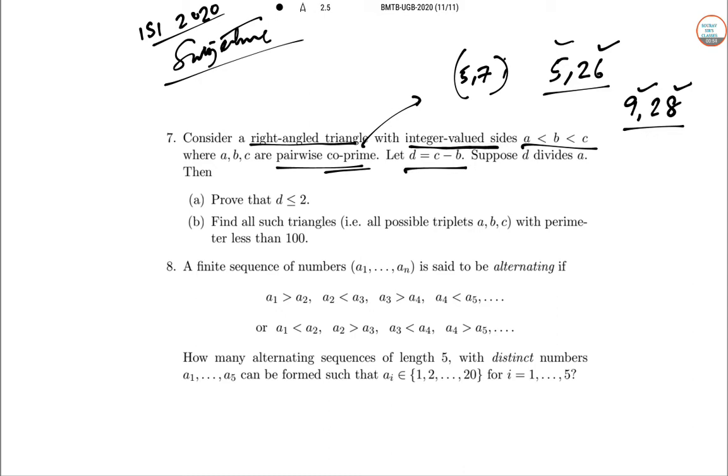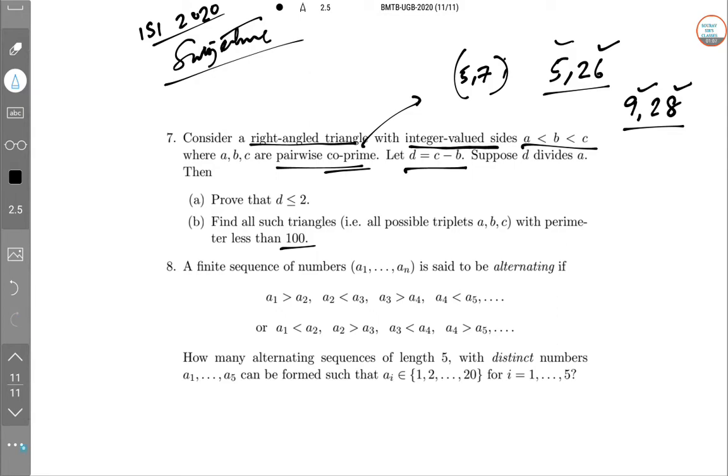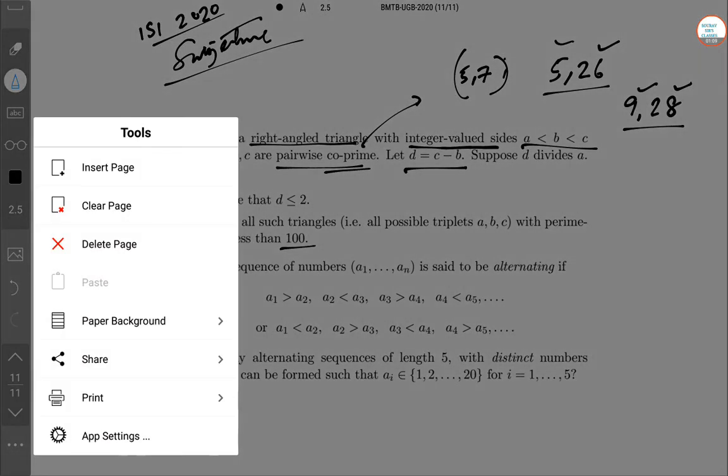So d equal to c minus b, and suppose d divides a. Prove that d is less than or equal to 2, and find such triangles with perimeter less than 100. The first part is easy, the second part is a little bit tricky. So let me add a page here.